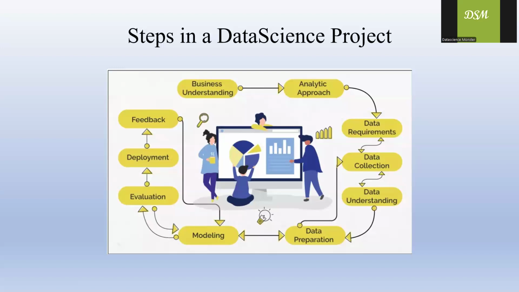We need to keep an eye on the model's performance and retrain it with new data to ensure it stays accurate over time. So I hope the steps are clear to everyone. It starts from business understanding, that's basically understanding the problem statement, then data requirement and data collection, data understanding, data preparation, modeling and evaluation, deployment, and feedback. So that's the complete data science project cycle or machine learning project cycle.